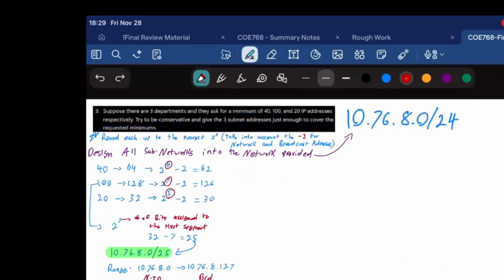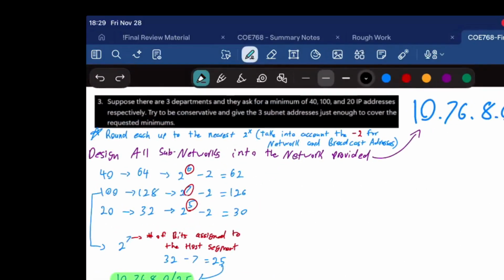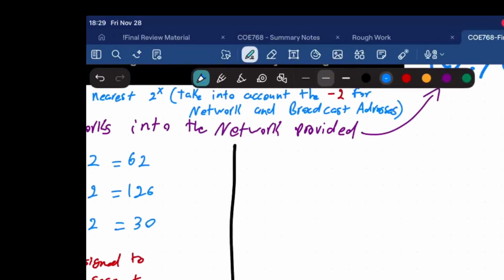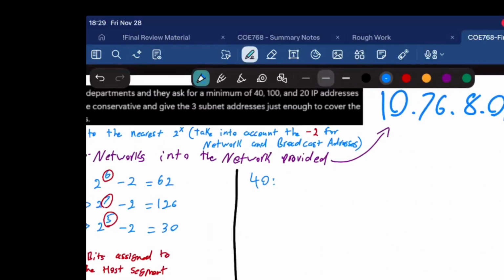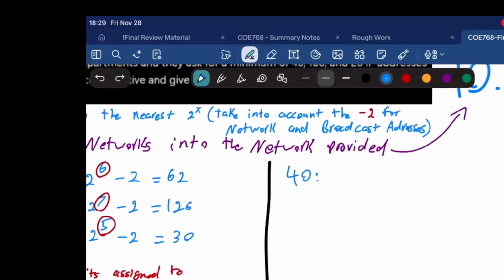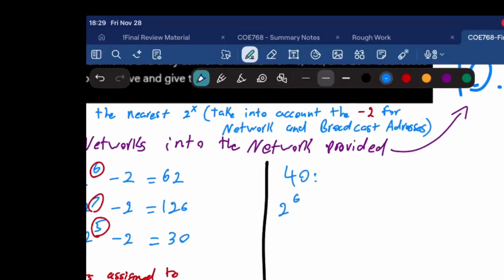Okay, so that's for the first subnet that we have. Moving on to the next, we are going to be designing for 40 addresses. And here we have decided that we would do 2 to the power 6, once again the number of bits for the network.